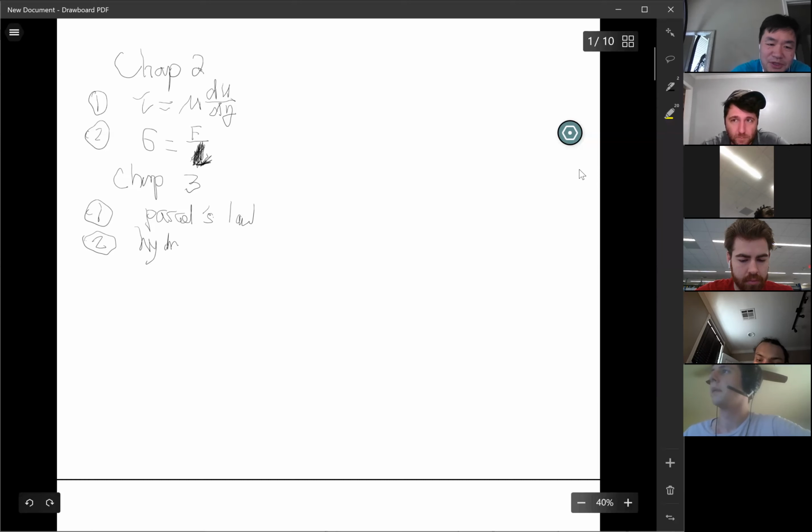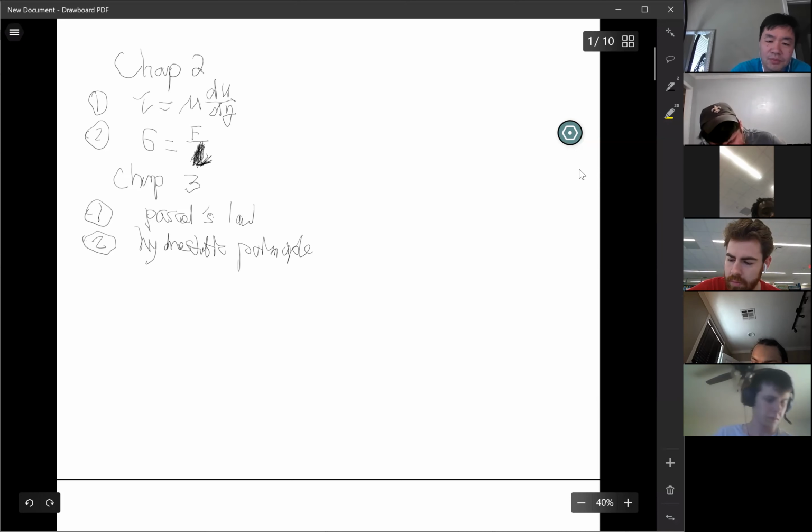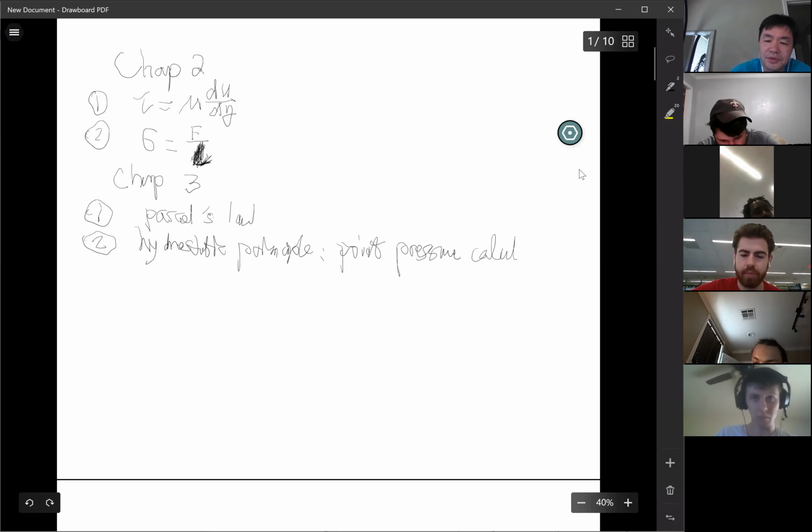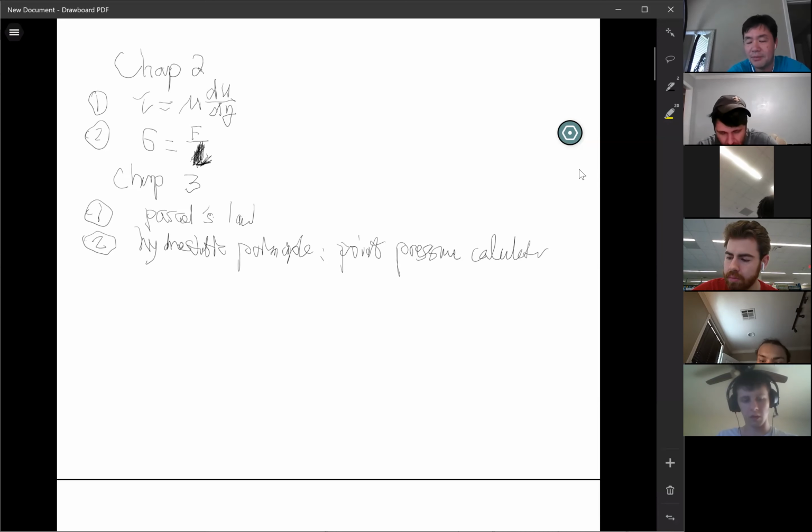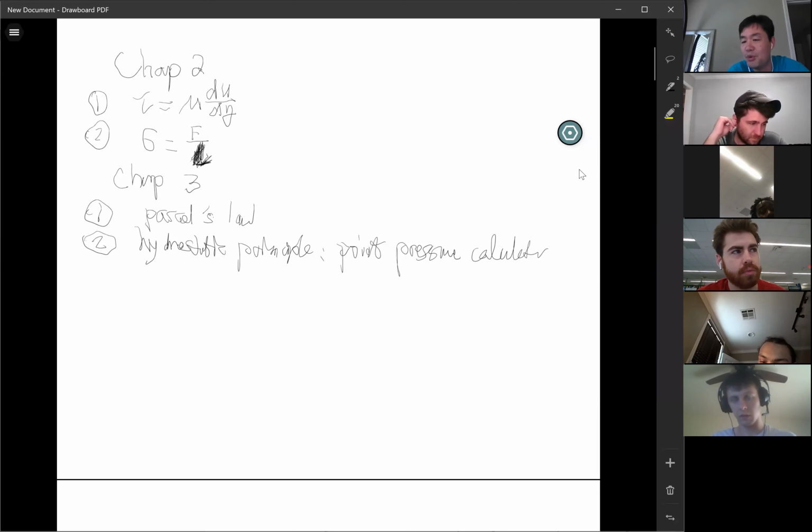Then is the hydrostatic principle, point pressure calculation. Okay, point pressure, you need to know, seriously, that's the basic. If you don't know, then you really have trouble doing any of the exam. For any point inside the fluid, you should be able to calculate the pressure. If it's hydrostatic, then it's really simple.